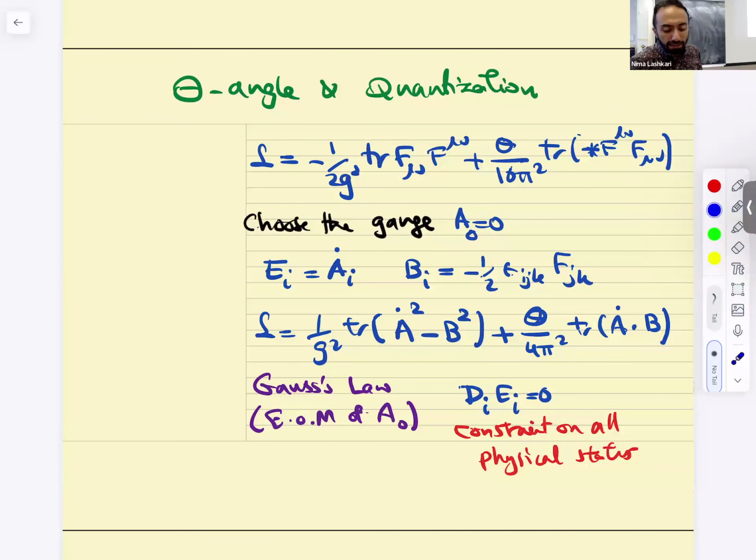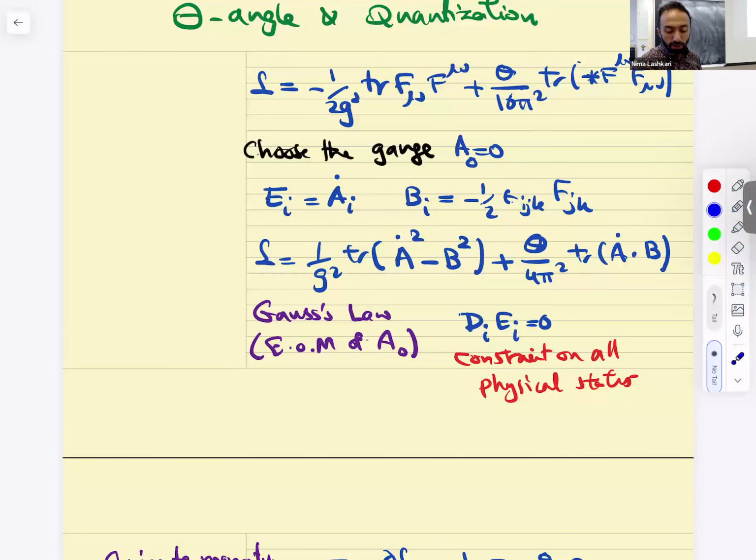So the Lagrangian density is going to be E squared minus B squared, but I'm just going to write E squared as A dot squared, plus theta over 4 pi trace of E dot B, because I'm non-abelian. An important thing to remember is that in non-abelian gauge theory, F is not gauge invariant. F is not an observable.